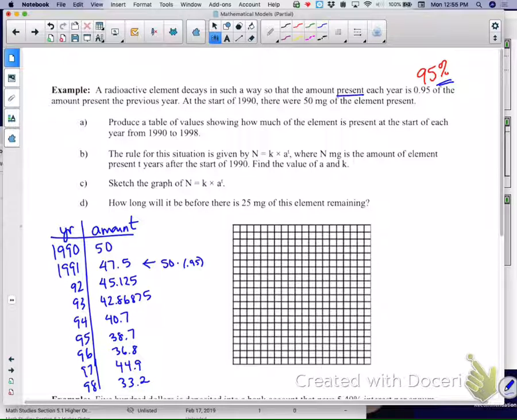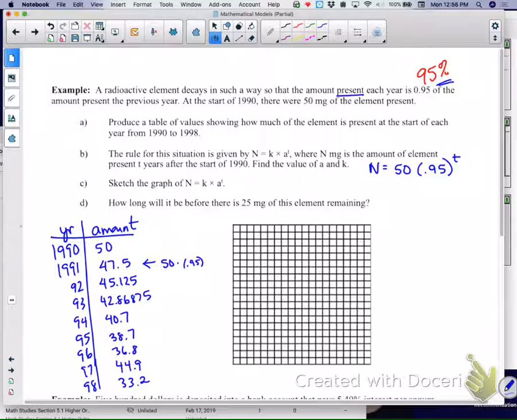Okay, part B, the rule for this situation, which means the equation, is n equals k times a to the t power, where n milligrams is the amount of element present t years after the start of 1990. Find the value of a and k. Well, in this case, k is what I start off with to begin with. That's going to be 50. I'm multiplying by 0.95 each time, and then that's to the t power.